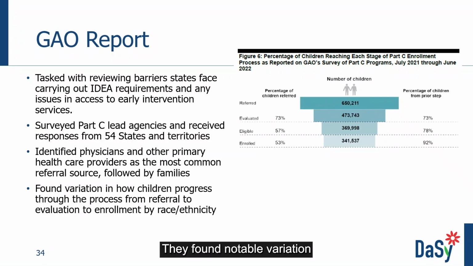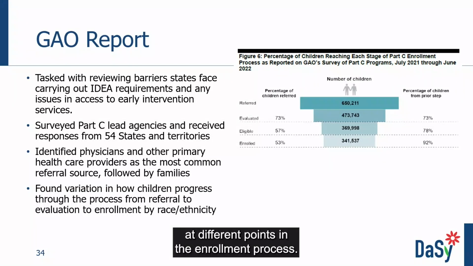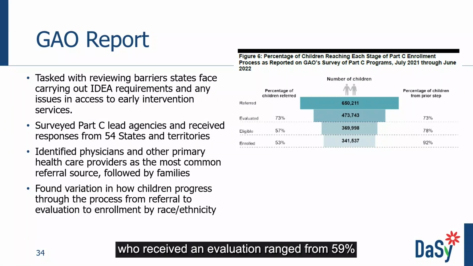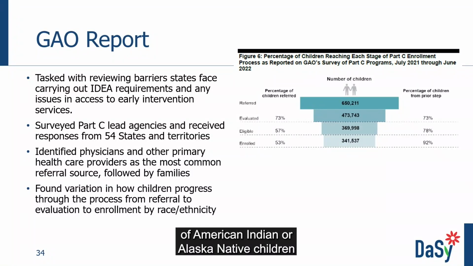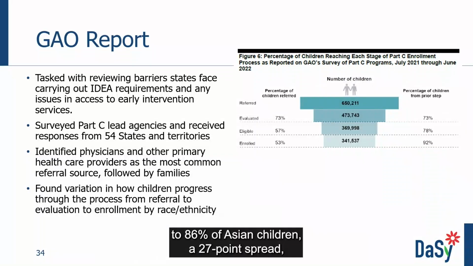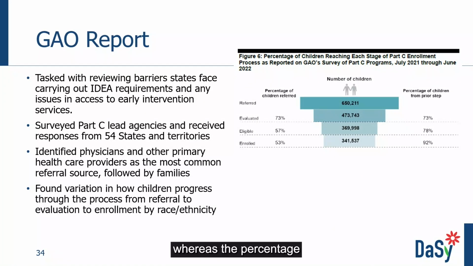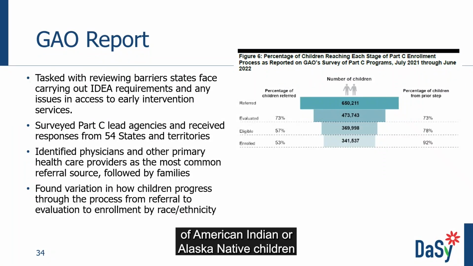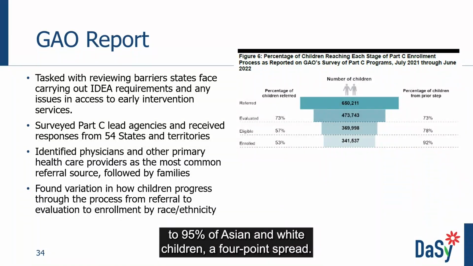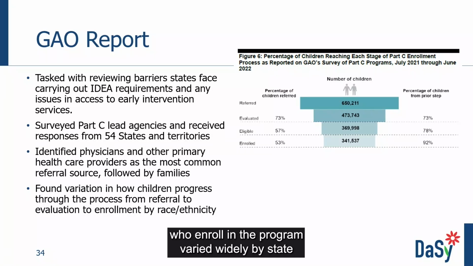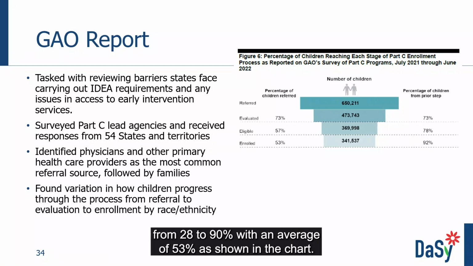They found notable variation at different points in the enrollment process. For example, the percentage of children referred who received an evaluation ranged from 59% of American Indian or Alaska Native children to 86% of Asian children, a 27-point spread, whereas the percentage of children deemed eligible who enrolled ranged from 91% of American Indian or Alaska Native children to 95% of Asian and white children, a 4-point spread. The report found that the percent of children referred who enroll in the program varied widely by state, from 28 to 90%, with an average of 53%, as shown in the chart.